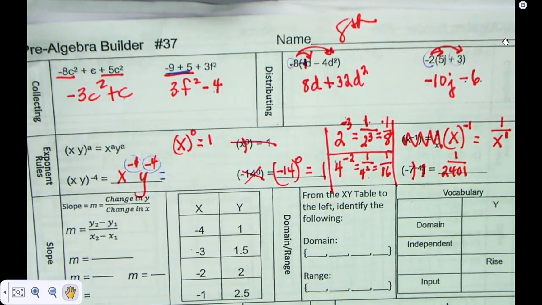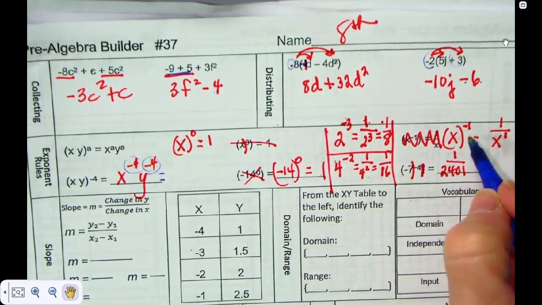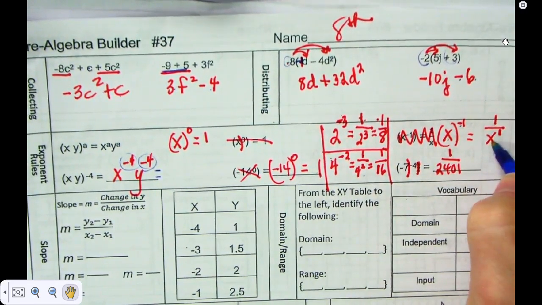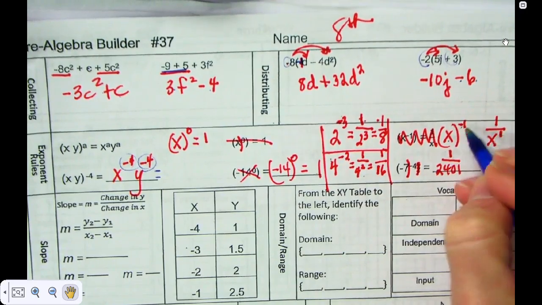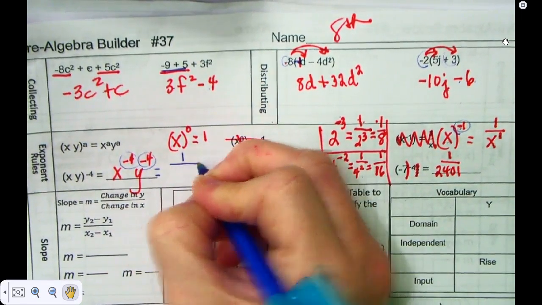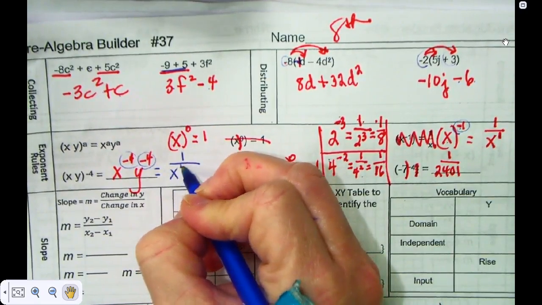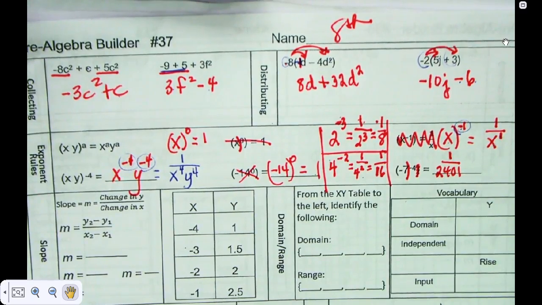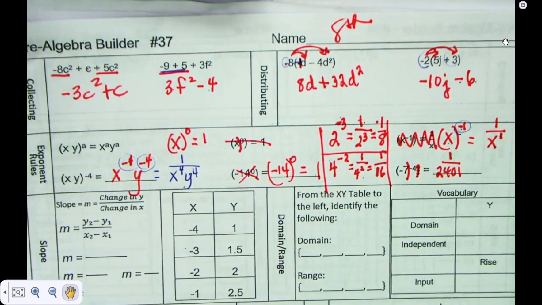Now we know. You put them downstairs. Remember? Look over here. When we did x to the negative 1, you're going to get 1 over x to the first power. You just move it downstairs and take the negative sign off. So all we're going to do is put 1 over x to the 4, y to the 4. We don't want the negative exponent. So to take the negative off, you put it downstairs. Come on, write it down. Y'all don't have that.